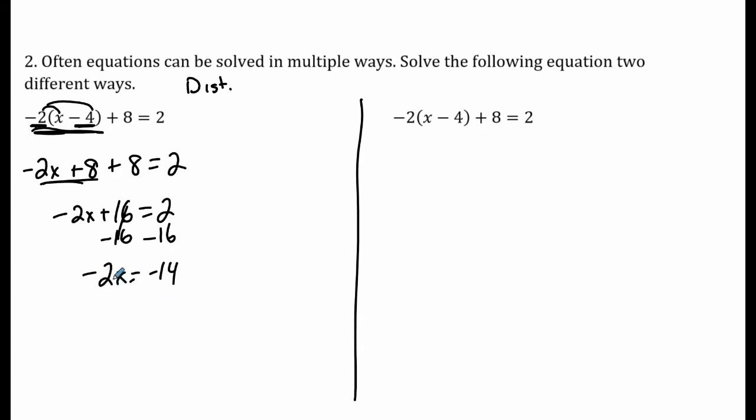Well, I don't care about negative 2 times x. I want x all alone. So let's divide by negative 2. I get x equals 7. x equals 7 is the solution to that equation.